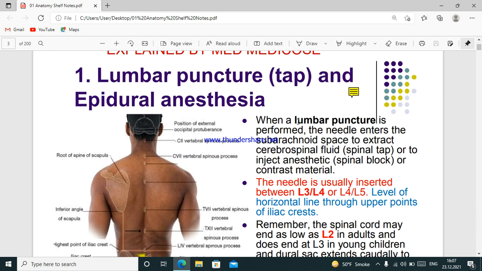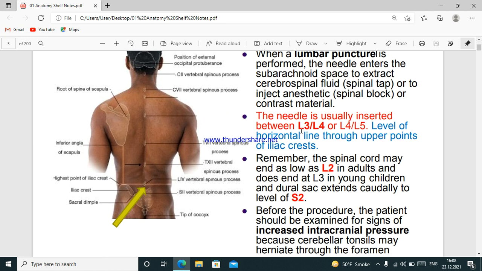When a lumbar puncture is performed, the needle enters the subarachnoid space to extract cerebrospinal fluid. There are two types: one is the spinal tap and the other is the spinal block. Spinal tap is a lumbar puncture in which we extract cerebrospinal fluid from the subarachnoid space for diagnostic and testing purposes. Spinal block is a lumbar puncture in which we inject anesthetic for anesthetic purposes.